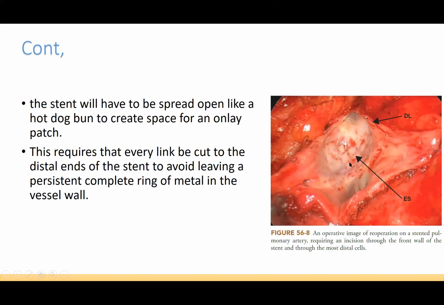So if we explain in this picture, for example, this is the stent. We can see the stent here. You will just open it, and it will be flapped. The two halves will be flapped each way, and it will be peeled out with scissors and forceps or something to take it out. That requires cutting the distal end, to avoid leaving a persistent complete ring of metal in the vessel wall.